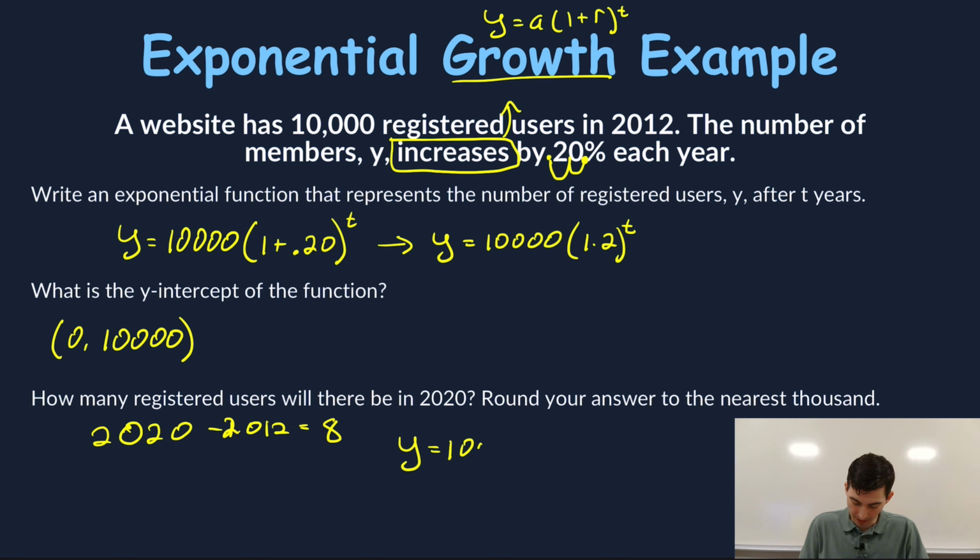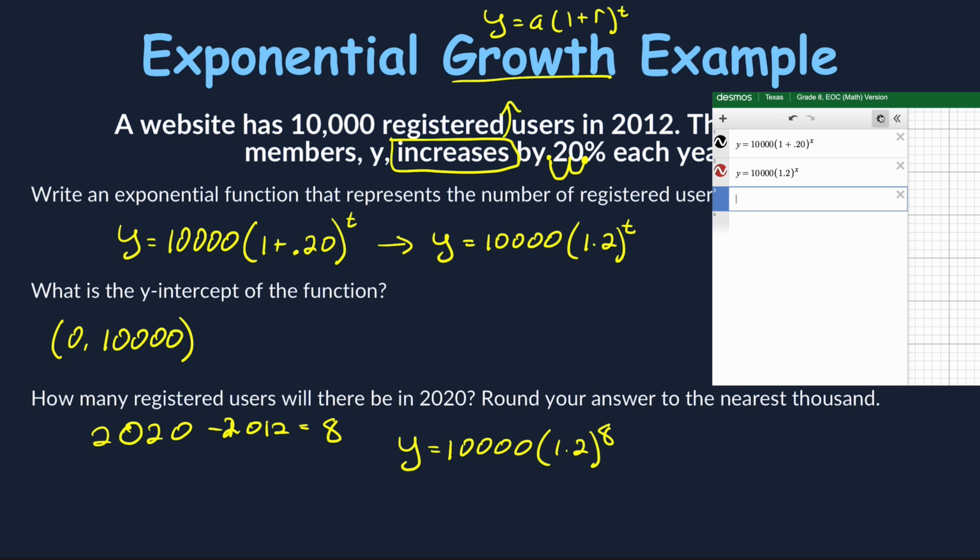So we need to write in y equals 10,000 times 1.2 now to the 8. Now we can solve this. We can figure out what this is in Desmos if we wanted to. So we could type in my equation, or we could just say, well, let's just do 10,000 times 1.2. This is going to be raised to the 8th power, and we get 42,998.